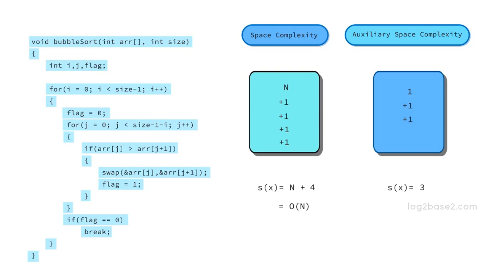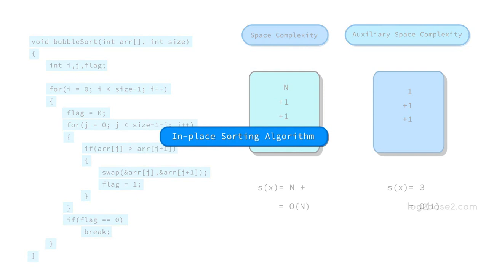So we can say the auxiliary space complexity of bubble sort algorithm is order of 1 since the total auxiliary space is a constant. And as we already learned, if a sorting algorithm sorts all the elements without using any extra memory or sorts all the elements with auxiliary space complexity as order of 1, then we can call that sorting algorithm as an in-place sorting algorithm. And here, the bubble sort algorithm can sort all the elements with auxiliary space complexity equal to order of 1. So we can call bubble sort algorithm as an in-place sorting algorithm.